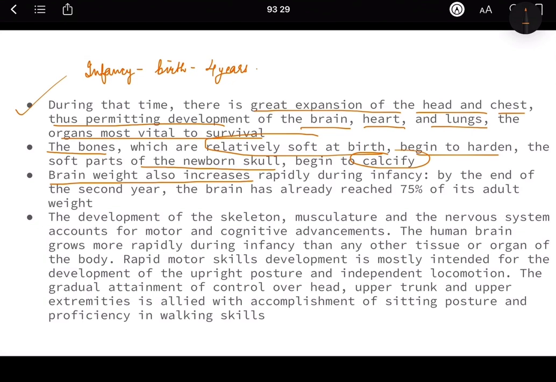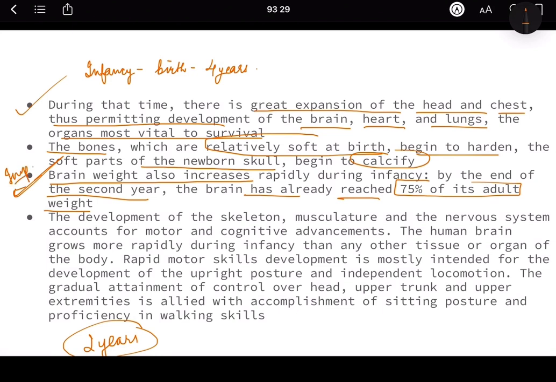By the end of the second year, the brain has already reached 75% of its adult weight. That means जो brain development होता है ना, the growth of the brain, 75% of it is already achieved by the end of 2 years. जब तक बच्चा 2 साल का होता है, he has already gained 75% of the adult weight of the brain. ये important point है. This is an important point.